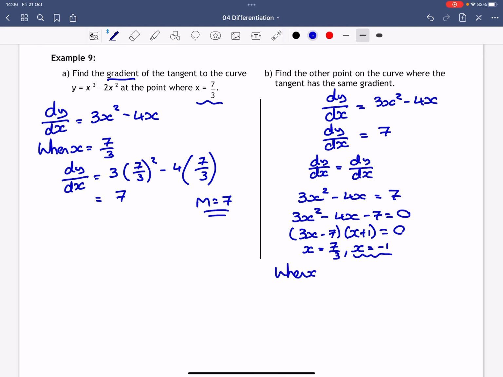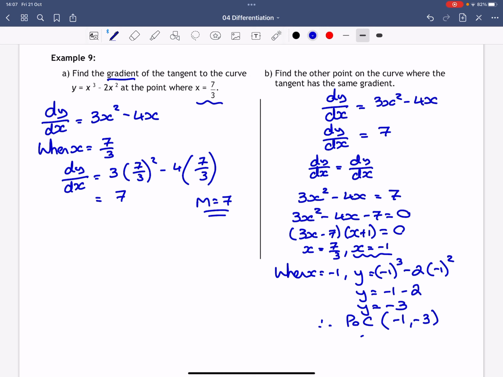So when x is equal to -1, I want to then sub that into the original equation to get the corresponding y value. When x equals -1, y is equal to -1 cubed minus 2 times -1 squared. So that's going to be -1 minus 2, which is going to give us -3. So therefore, the point of contact is going to be the coordinate -1, -3. Okay.